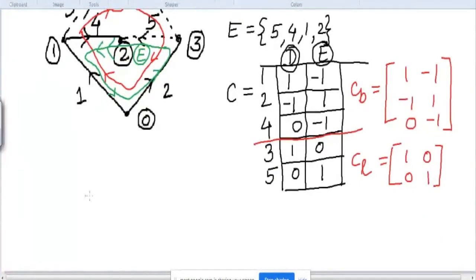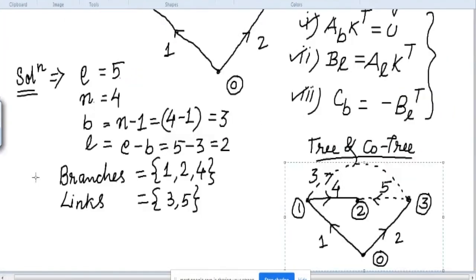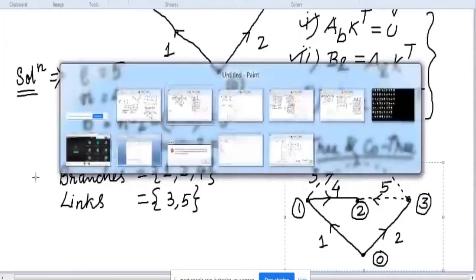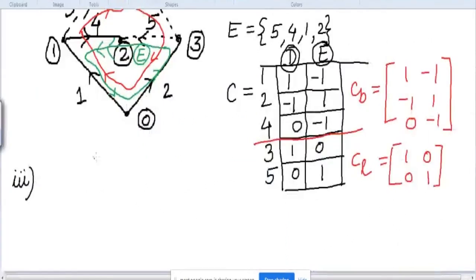Okay, so now let us prove the third identity. If your third identity is getting proved, that means you have written all the matrices properly. Or else, if it is not getting proved, then there is some issue in some of the parts. So let us check it. So the third identity is CB is equal to minus BL transpose. So CB is equal to minus BL transpose.